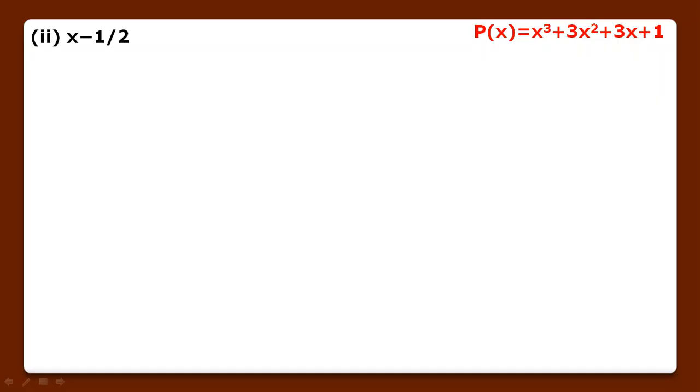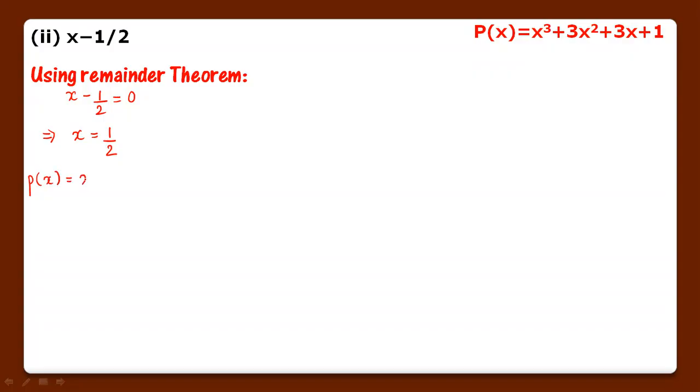Next part, x minus 1 upon 2. Here we have written px so that it is very easy to find out the value using remainder theorem. So we'll write as we have done in previous part, x minus 1 upon 2 is equals to 0. Implies x is equals to 1 upon 2. Px, which is given, x cube plus 3x square plus 3x plus 1. We'll replace x by 1 upon 2.